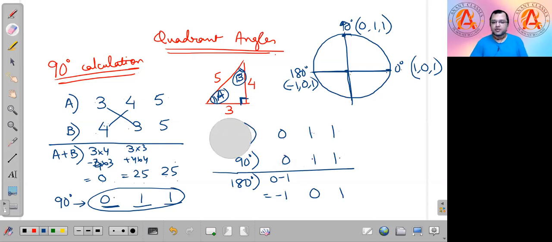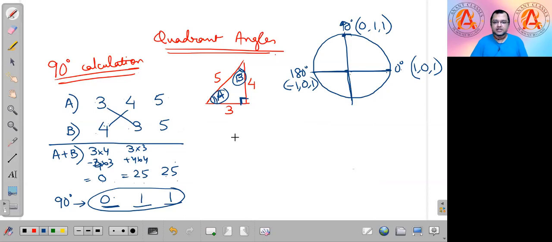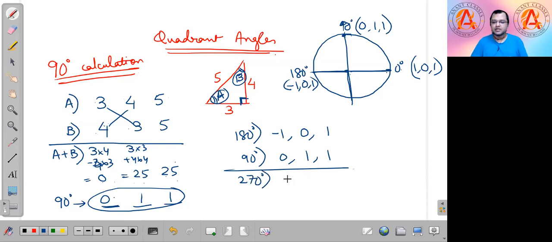Similarly, we can also calculate for 270 degree. So 180 degree is minus 1, 0, 1. 90 degree is 0, 1, 1. So if I add this, I get 270 degree, which is here you get 0, here you get 0. So this will remain 0 only. 0 minus 0, 0. This side we get minus 1, this side 0. So this is minus 1 and this is 1, which is also verified.